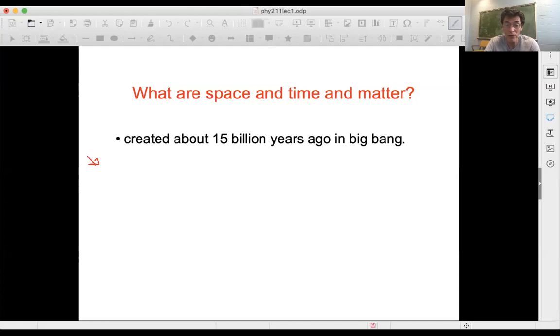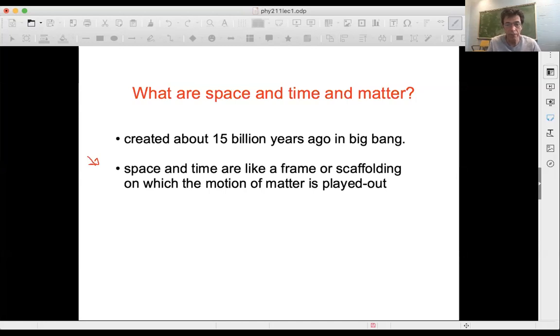So we know that they were created in the Big Bang, and that was a long time ago, 15 billion years ago. It's hard to imagine that length of time. So they appeared, they were manifest in the Big Bang. As Brad Pitt said, space and time are like this sort of framework or scaffolding in which the motion of objects is played out, the laws of physics are played out, in which forces and energy are understood within this framework.